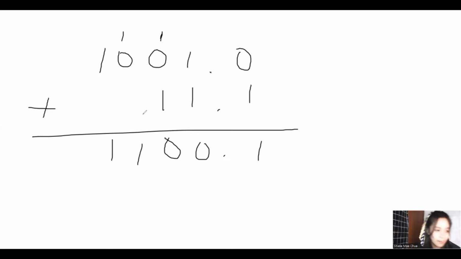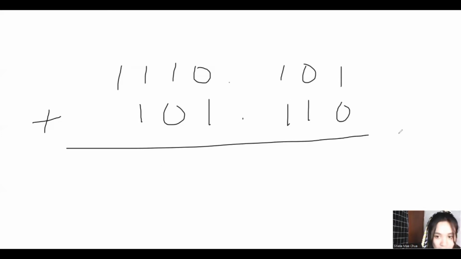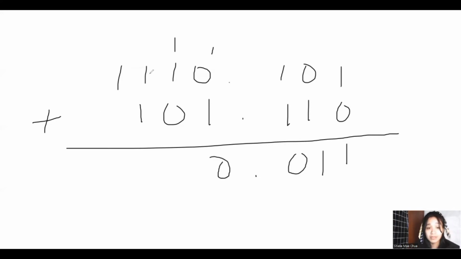So now let's have some other examples. We have 1, 1, 1, 0, binary point 1, 0, 1 plus 1, 0, 1, binary point 1, 1, 0. 1 plus 0 is 1, 0 plus 1 is 1, and 1 plus 1 is 1, 0. Then copy the binary point, then 0 plus 1 is 1 plus 1. Here we have 1, 0. 1 plus 1 plus 0 is also 1, 0. 1 plus 1 plus 1 is 1, 1. And 1 plus 1 is 1, 0. So our answer is 1, 0, 1, 0, 0, binary point 0, 1, 1.